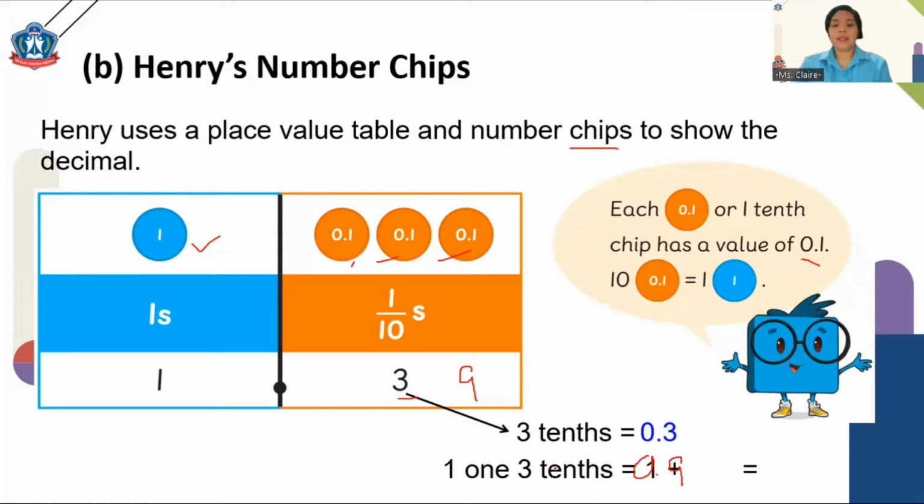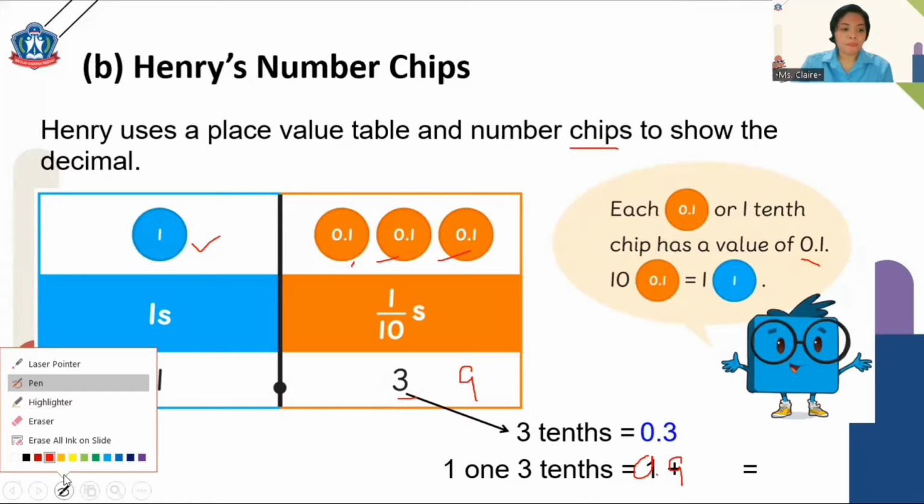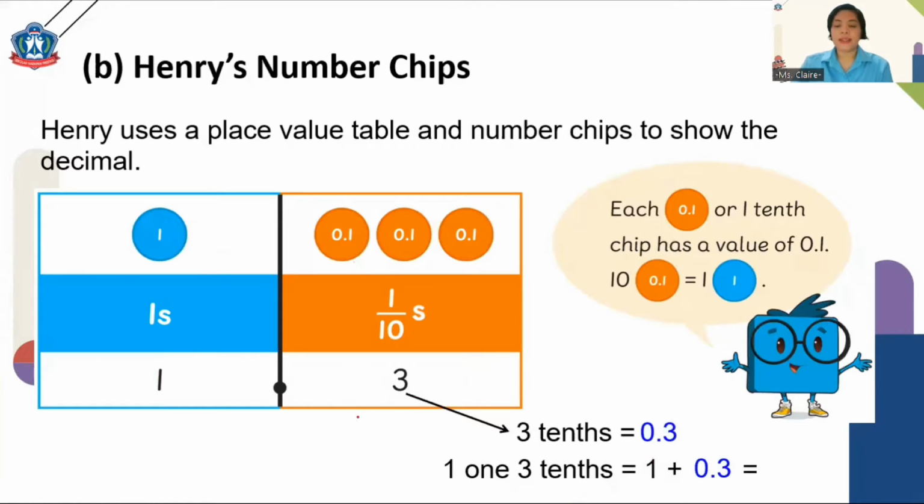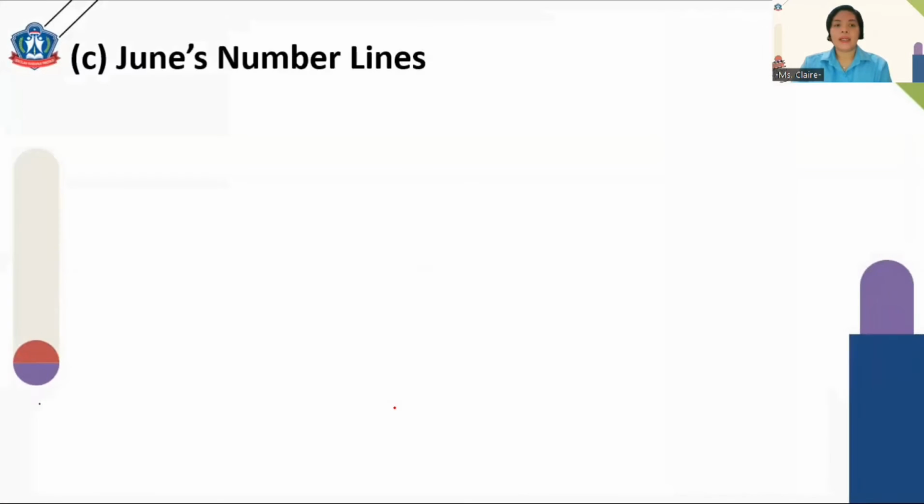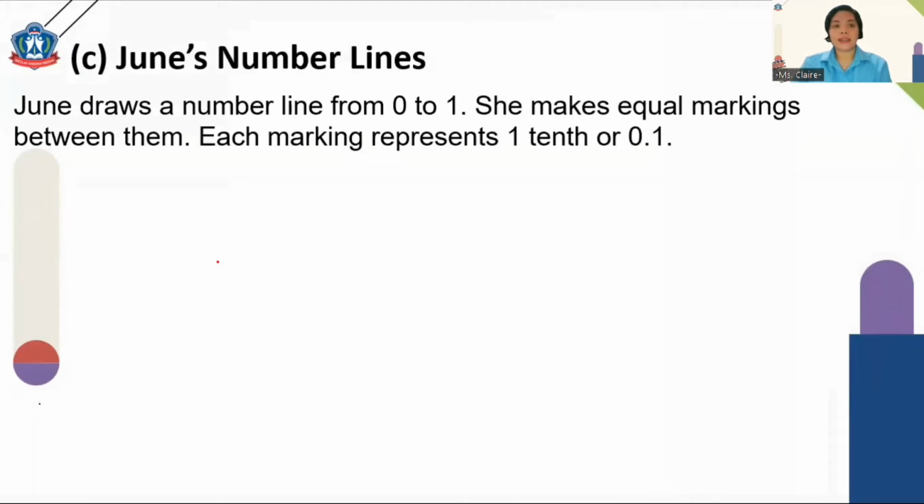Now, 1 and 3/10 is equal to 1.3. So 1 and 3/10 is 1 and 0.3. If we add them together, it's 1.3. So 1.3. Okay. Next, June's number lines.